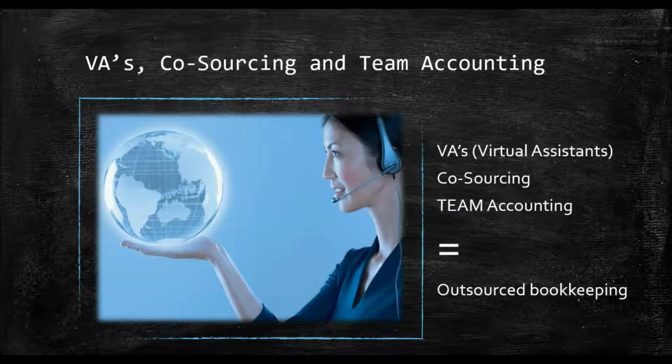VAs are virtual assistants. Co-sourcing is similar to hiring a consultant or contractor on an ongoing basis. And with co-sourcing, you contract an external resource that becomes a working part of your team. And team accounting is a concept of whole accounting teams supporting clientele for the entire accounting department, all the way from bookkeeper to technical accounting manager. So you could outsource your entire accounting department. All of these things really, though, they are just outsourced bookkeeping.